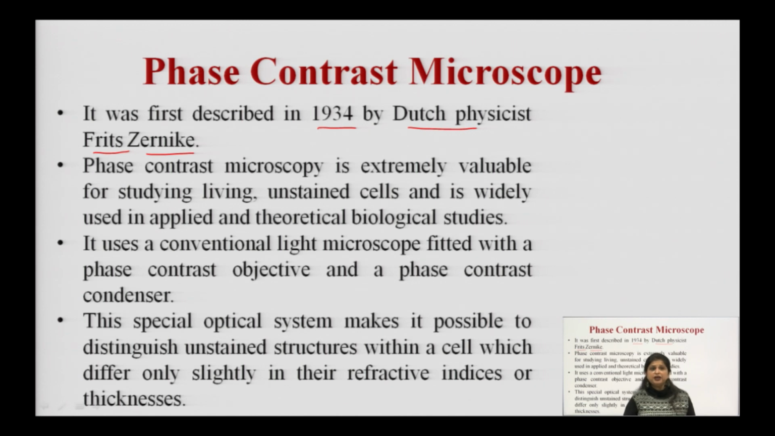So this special optical system makes it possible to distinguish even unstained cells, mainly based on their refractive index changes. If there is any change in the refractive index, or any change in the diffraction pattern or constructive patterns, that microscope will be able to analyze and differentiate it.